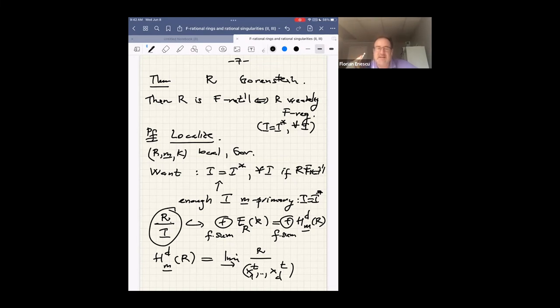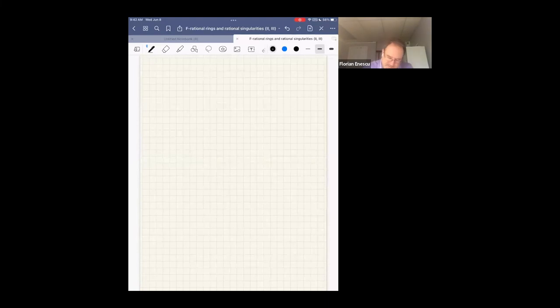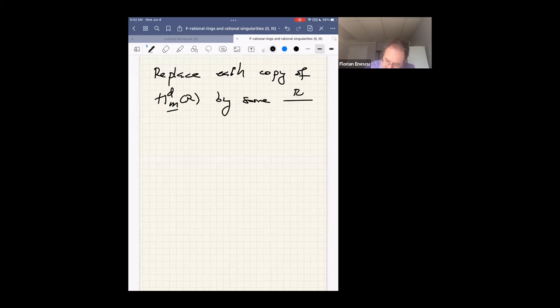So in fact, in this injection, you can replace each copy of the highest local cohomology by some quotient like this, for T large enough. Okay. So now zero is tightly closed in here.